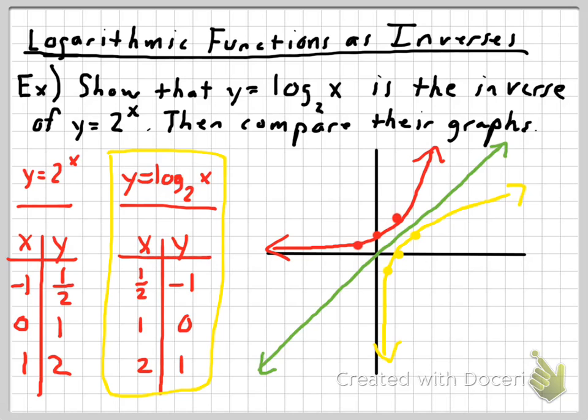And think about it. You can't find any powers of 2 that will give you a negative number, can you? So there's no way that x can be negative here. So you only have positive values of x.